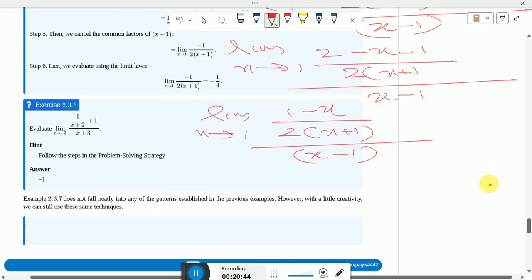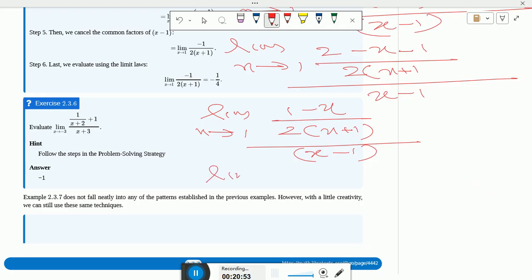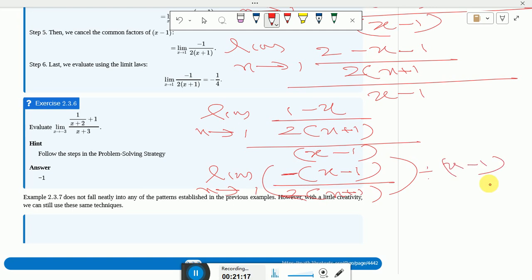So now if you look at something, you can observe something. What is that? If you look at this one and this one, limit x approaches 1. If I take minus as a common, x minus 1, right? So minus x minus 1 over 2 into x plus 1, right? Then entirely this one divided by x minus 1, that is the meaning, divided by x minus 1.